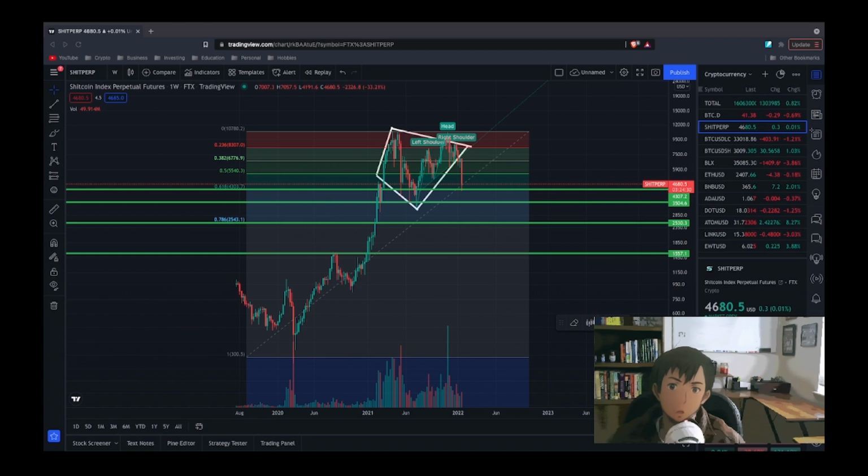I wish I would have had a chance to get this out a little bit sooner, considering that we've already broke out of this pattern and done so in a pretty violent manner. But you can see from this chart, we do have a pattern that's outlined in white. And this pattern is called a diamond reversal top.